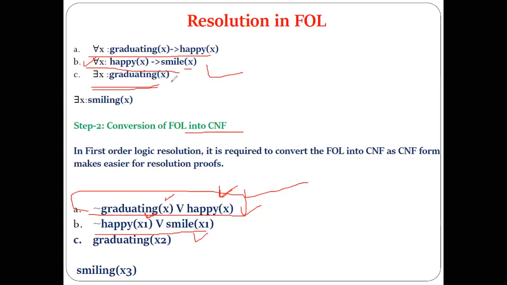In the third, which steps of the CNF do we have to perform? Regarding the third statement, which steps of the CNF do we have to perform in order to convert the third FOL statement into the CNF?